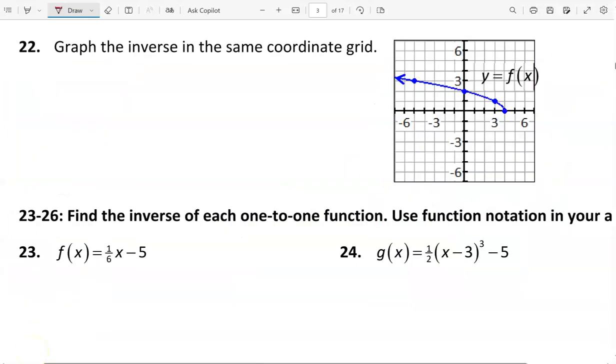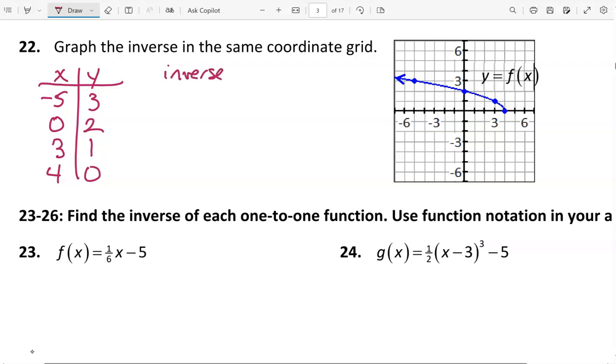In number 22, we're asked to graph the inverse in the same coordinate grid. So our function has xy pairs of negative 5 comma 3, 0 comma 2, 3 comma 1, and 4 comma 0. So that means that our inverse will have coordinate pairs where x and y are swapped. 3 comma negative 5, 2 comma 0, 1 comma 3, and 0 comma 4.